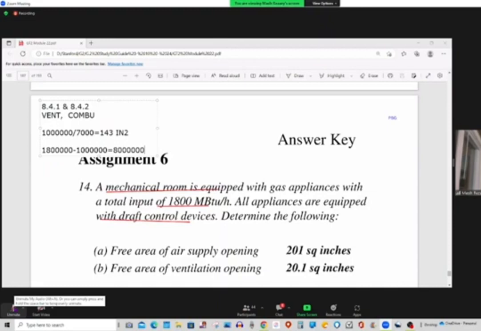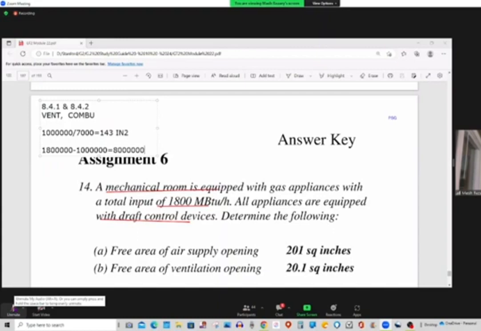57 inches square. Now, add them together. Yeah, 200. 143 plus 57 equal 200. 200 inches square, right? Yes, sir.